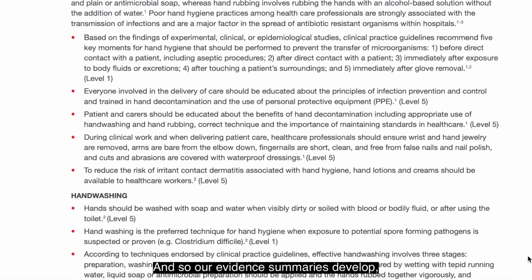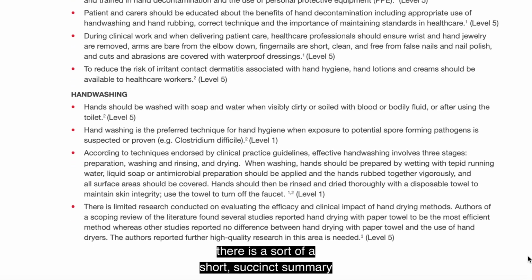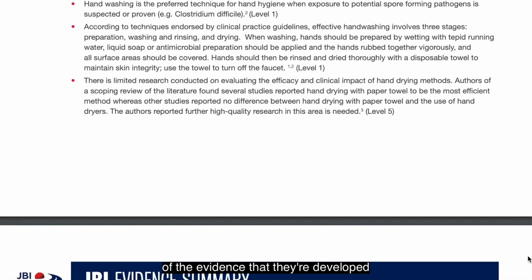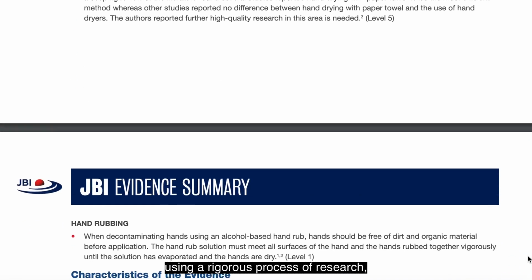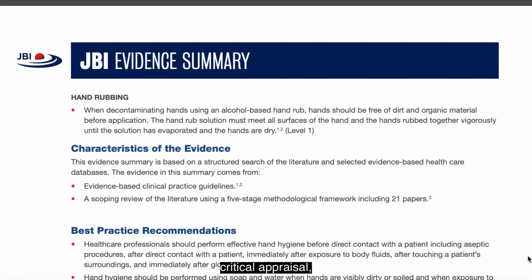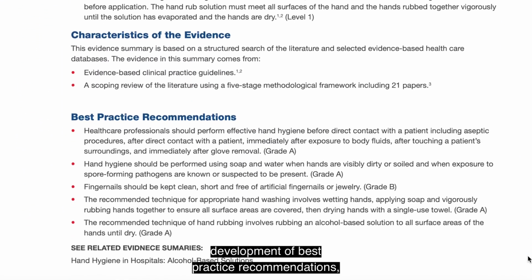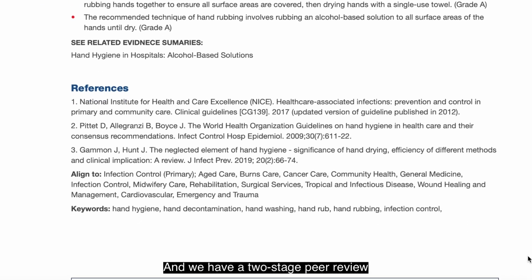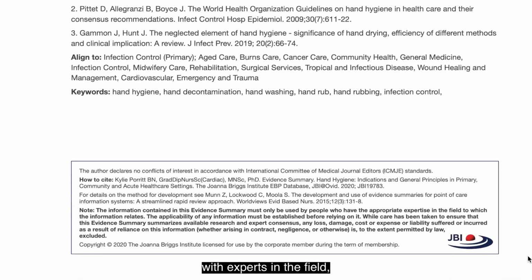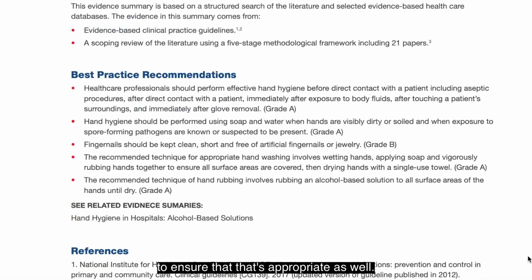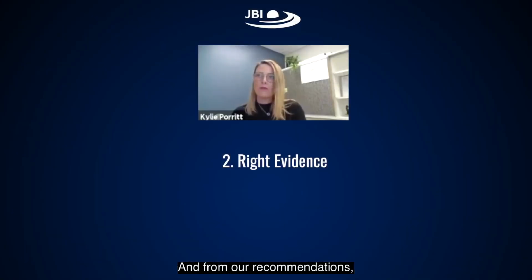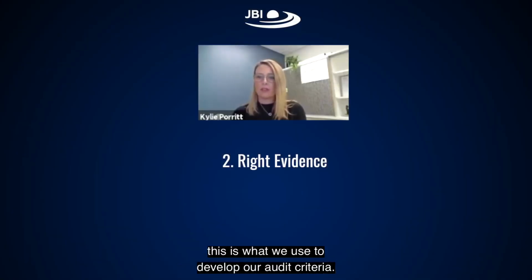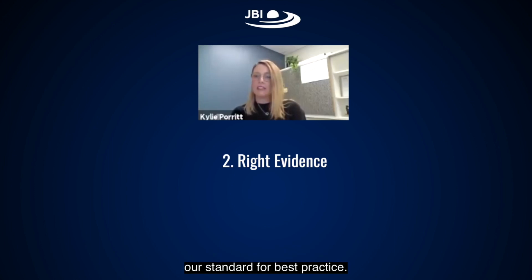Our evidence summaries are a short, succinct summary of the evidence, but they are developed using a rigorous process of a search, critical appraisal, and development of best practice recommendations that align back to the evidence. And we have a 2-stage peer review with experts in the field to ensure that it's appropriate as well. From our recommendations, we develop our audit criteria, and that is our quality indicator, or our standard for best practice.